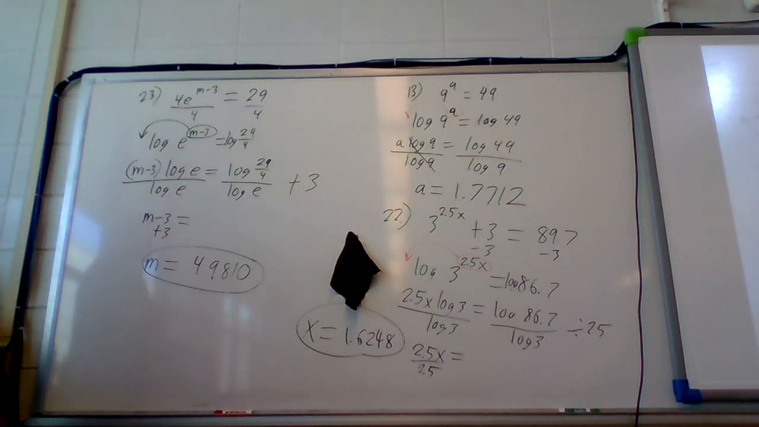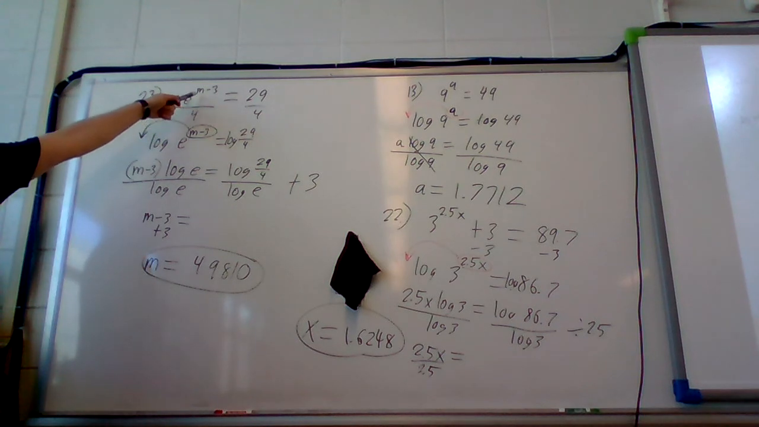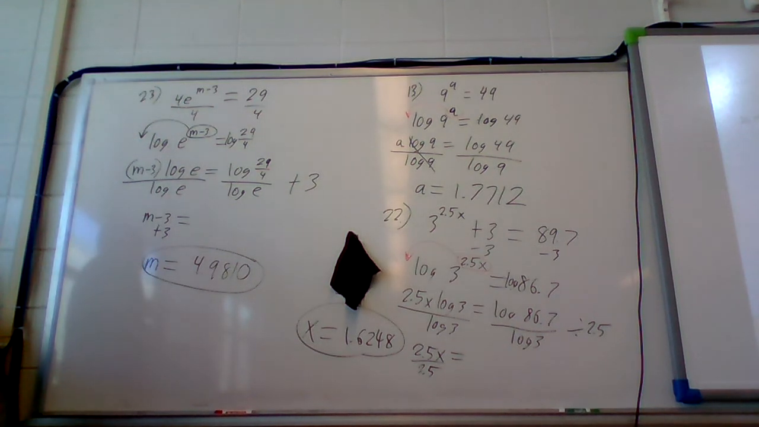Okay. So again, you're going to be following those same basic steps every time. But first, you want to isolate whatever is being raised to that exponent. Any questions?